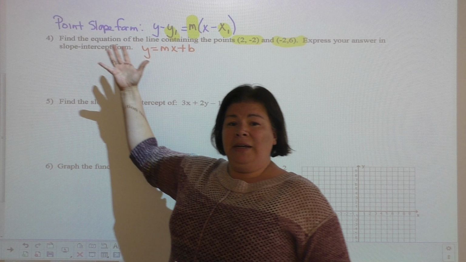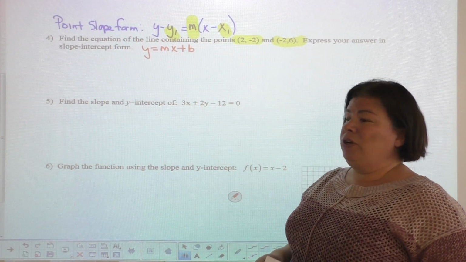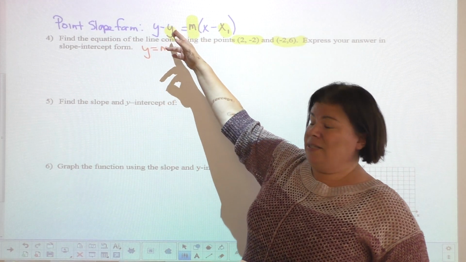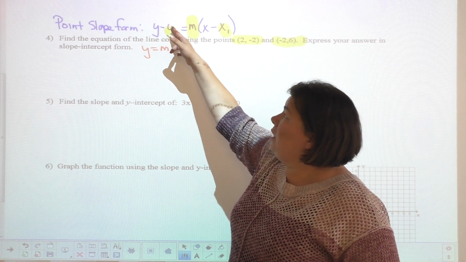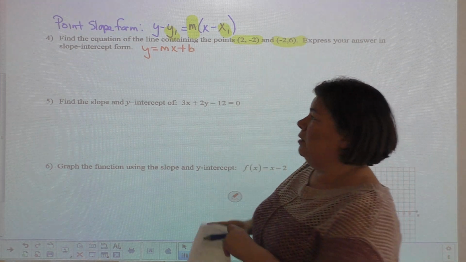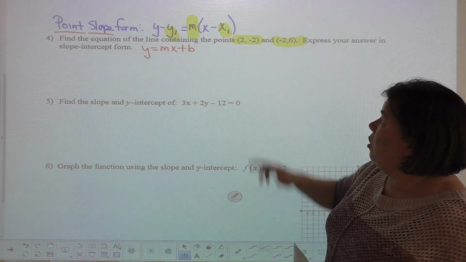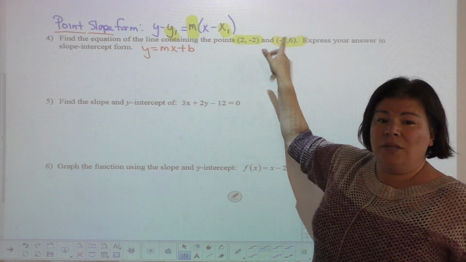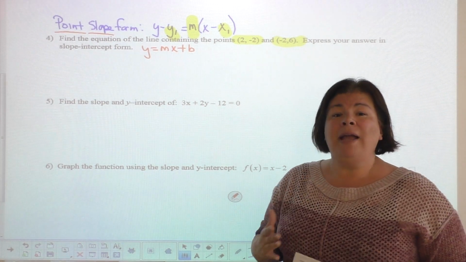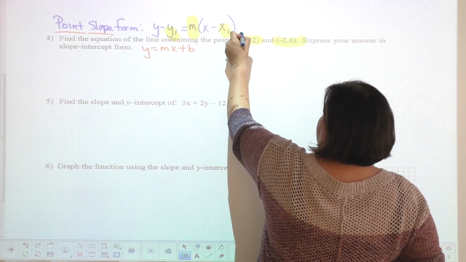However, if we're going to find an equation, we're going to be using point-slope form to find that equation of our line. So again, with point-slope form, hopefully you've written this down, we are going to be substituting in our y sub 1, our slope, and our x sub 1. The problem is, in point-slope form, you need to use your point and your slope. We are given 2 points, but we're not given our slope. So it's our job to find the slope.